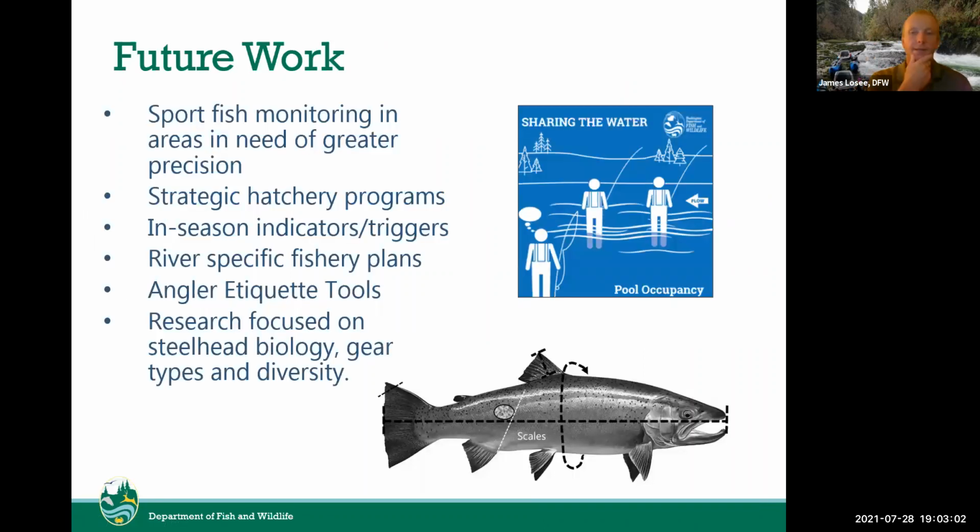And then my last slide here, these are just some ideas and concepts that we're working on. We really need increased precision in our sport fish monitoring. We're managing a steelhead that's extremely sensitive to meeting our objectives, so we need to know how many fish we catch with really high accuracy. We have strategic hatchery programs planned to make sure we're producing fish that show up in the creel, and high quality fish that folks are interested in. We need in-season indicators and triggers. We need them. We're thinking creatively, and we really hope to unveil some new ideas in the future.